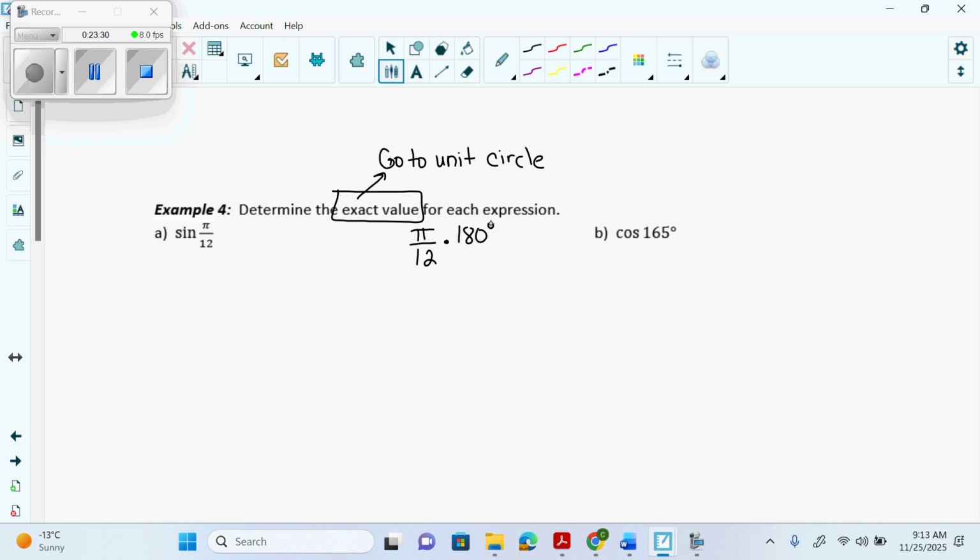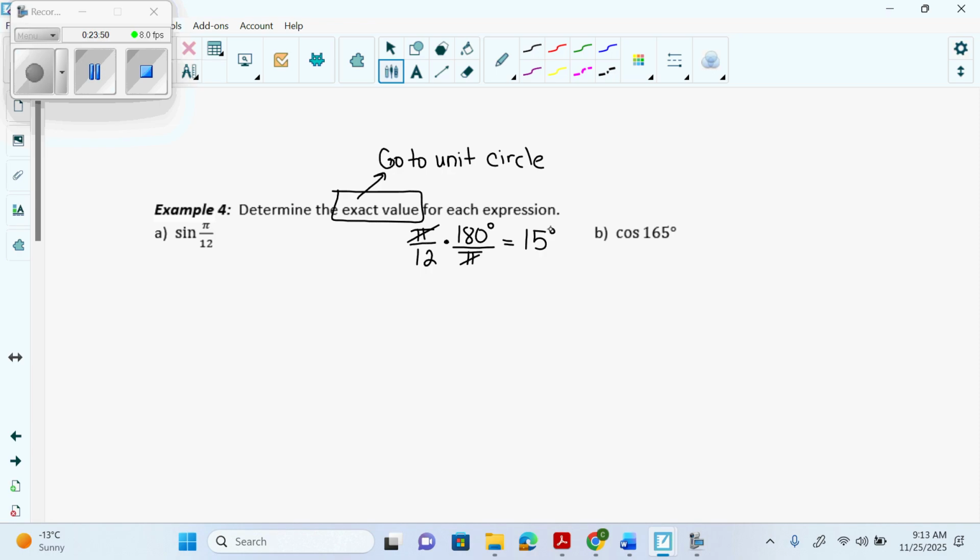180 degrees. I'm multiplying by 180 degrees on the top because I need a degree symbol, correct? Remember we're canceling off units? And then it's over pi. It's either pi over 180 or 180 over pi. I need the degrees, so this cancels off. 180 divided by 12 is 15.